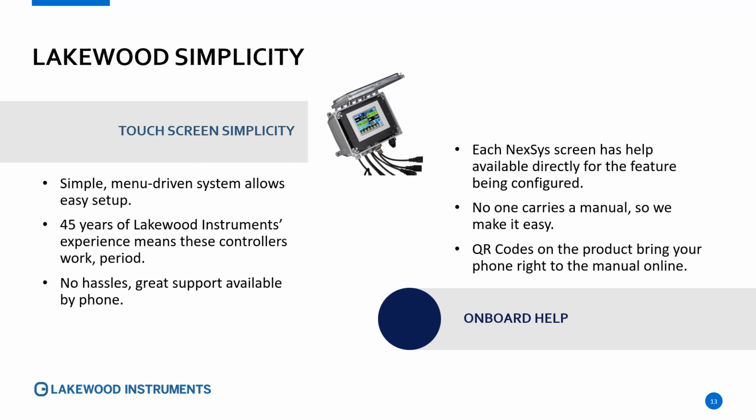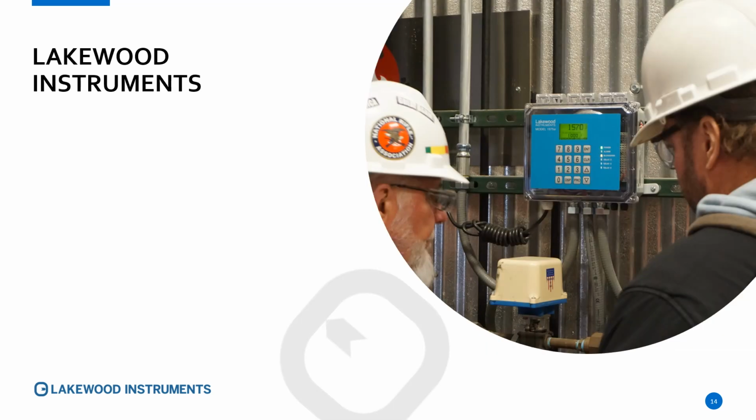They also have onboard help. Each NexSys screen has a help screen available right there, so that in case you're confused one day, you want to make something happen, you're not sure how to do it, we know you don't carry a manual with you. So that help screen is right there on the controller. And we have QR codes on these products as well as our other controllers, so you can just use your phone to scan the QR code, and that's going to take you right to the manual on our website. So we try to make it very easy for you in the field.